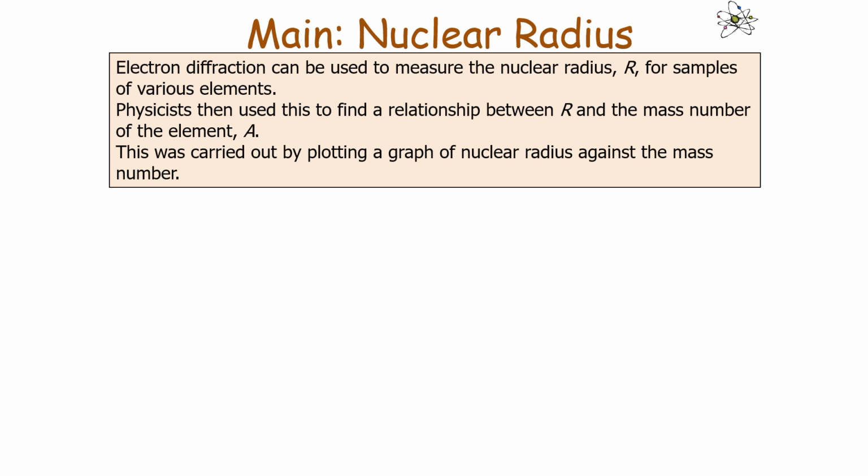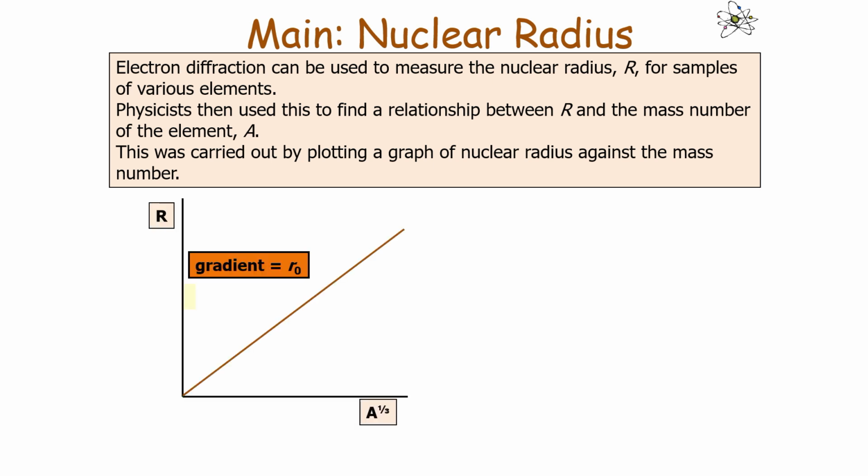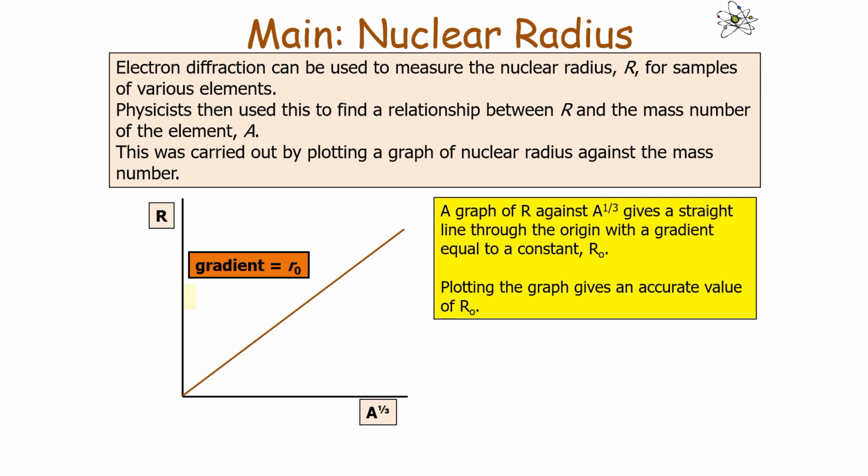Now, electron diffraction can be used to measure the nuclear radius R for samples of various elements. Physicists then use this to find a relationship between R and the mass number of the element A, and this was carried out by plotting a graph of the nuclear radius R against the mass number A. And what we got is as follows. We found that if we plotted a graph of R against A to the power of a third, then this gives us a straight line through the origin with a gradient equal to a constant which we'll call R0. So plotting this graph can allow you to derive an accurate value of R0.